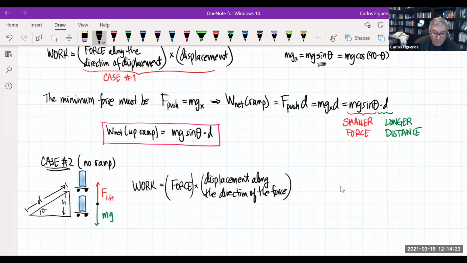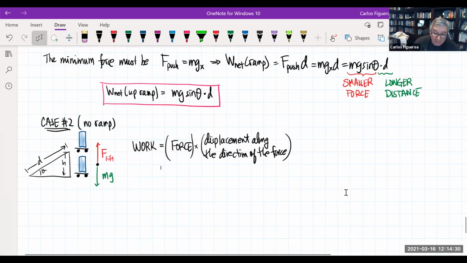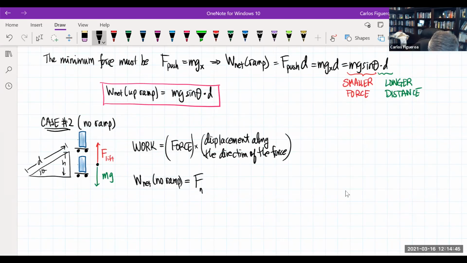It's a different way of doing work. You can do work 2 different ways. So then check this out. When I look at the work, this is now going to look at the network with no ramp. And if I do that, we already know that this is the work of lift times the displacement, but the displacement this time is just h.